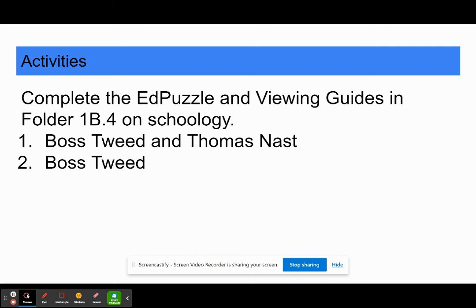Then the second one is an Edpuzzle, Boss Tweed. It's a funny way, I think, to remember what Boss Tweed did, and I think you'll find it fun, but there's also a guide for that.